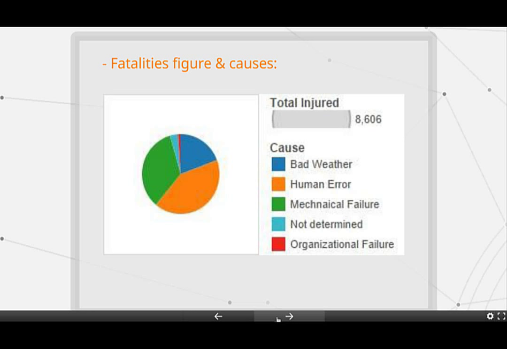The second most common cause of aviation accidents is mechanical error, which is shown in the green color in the pie chart. Bulk of the remaining accidents are caused due to bad weather, and very few accidents are caused due to organizational failure. Moving on to the next figure.